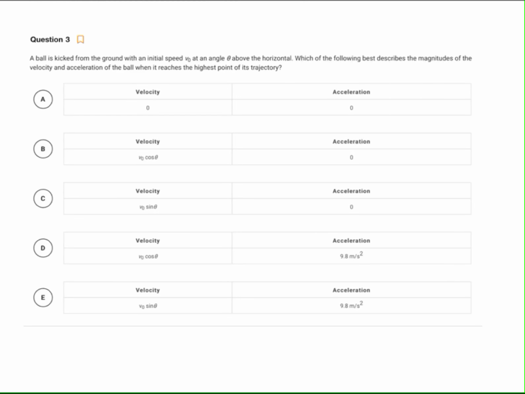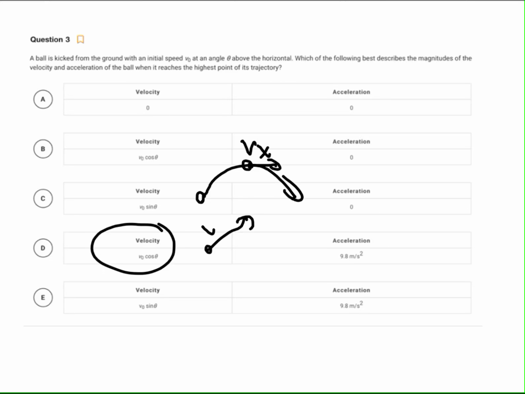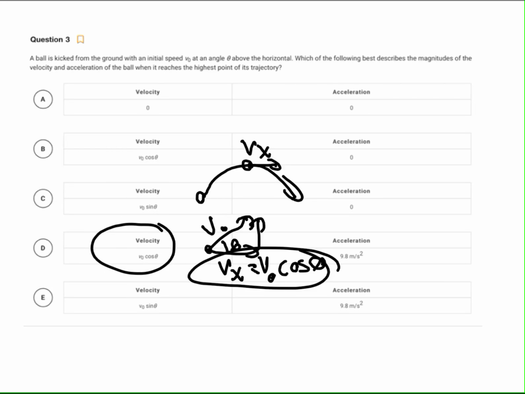This one is mostly a concept question. If we have a path that looks like this, at the top it is only moving in the x direction. And if we remember, if this is v naught, and we're looking for v in the x direction, it's just v naught cos theta. And we also know that at the top, it still has acceleration due to gravity of g, which is 9.8 meters per second squared. So that's why it's d.